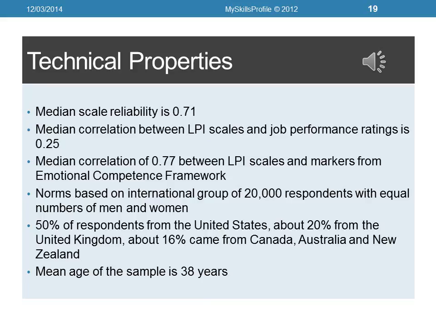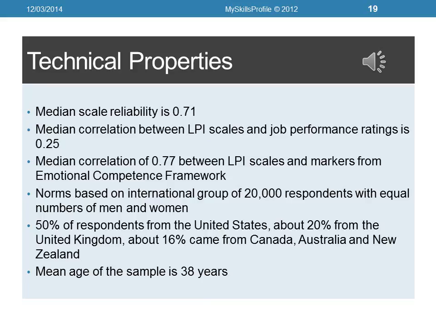The best predictors of performance were the scales measuring persuading and influencing, monitoring quality, planning and prioritizing, and making decisions. Altogether, 14% of the variability in job performance ratings was predicted by knowing the scores on these scales. The median correlation between the LPI scales and marker variables from the Emotional Competence Framework, published by the Consortium for Research on Emotional Intelligence, is 0.77. This is in the range defined as good by the EFPA review model.